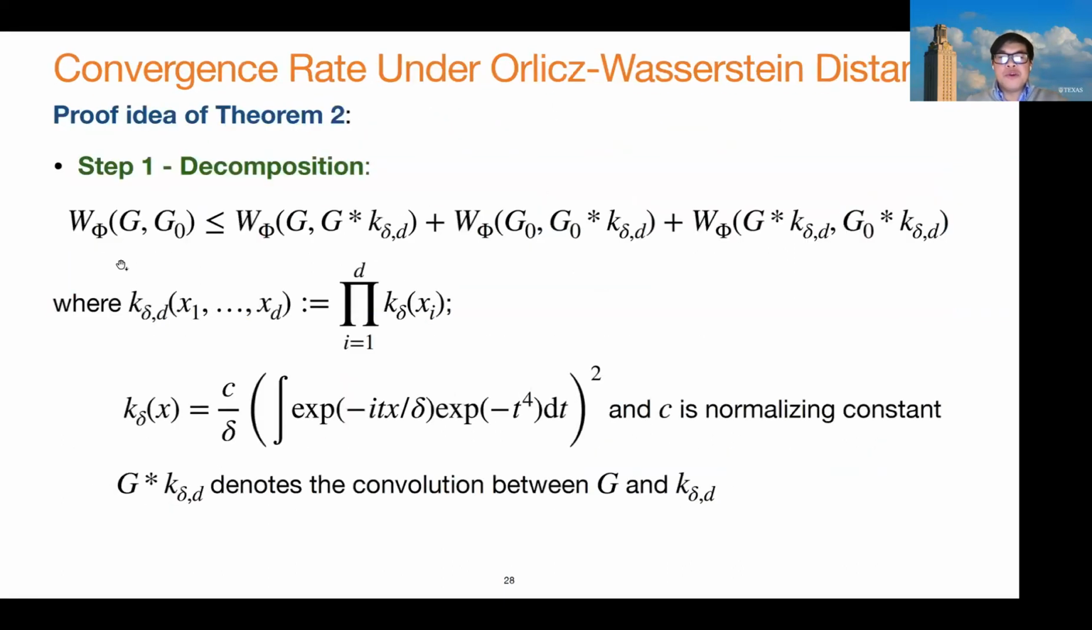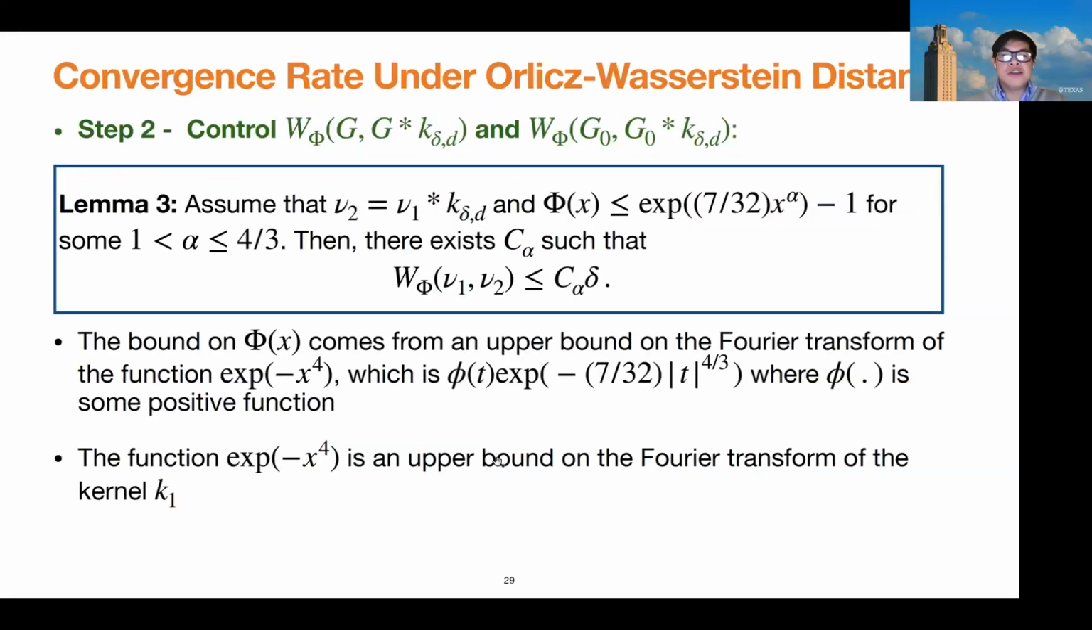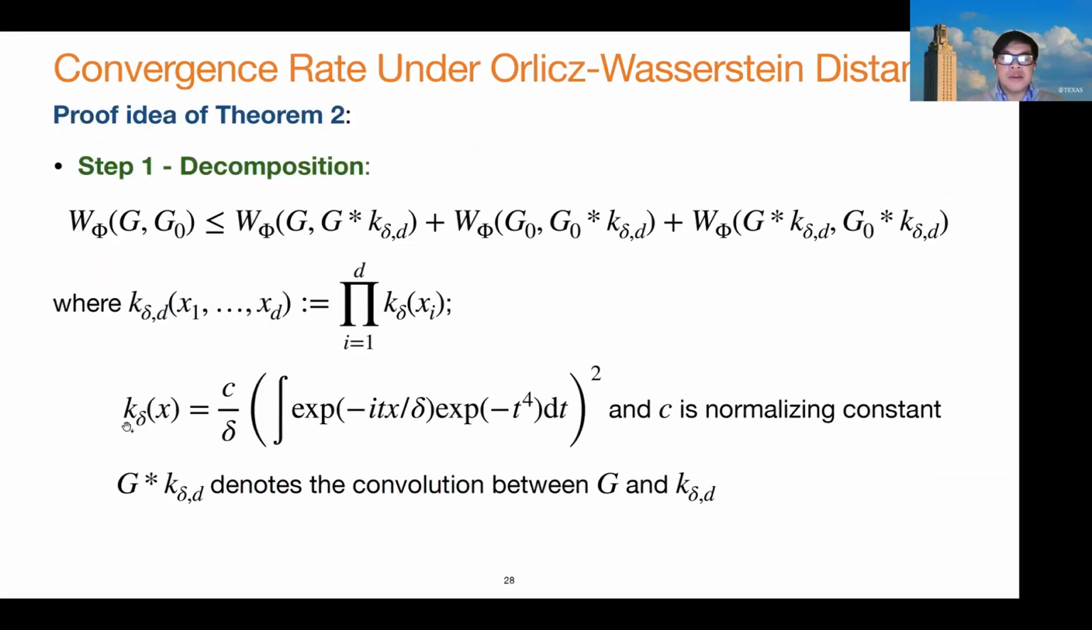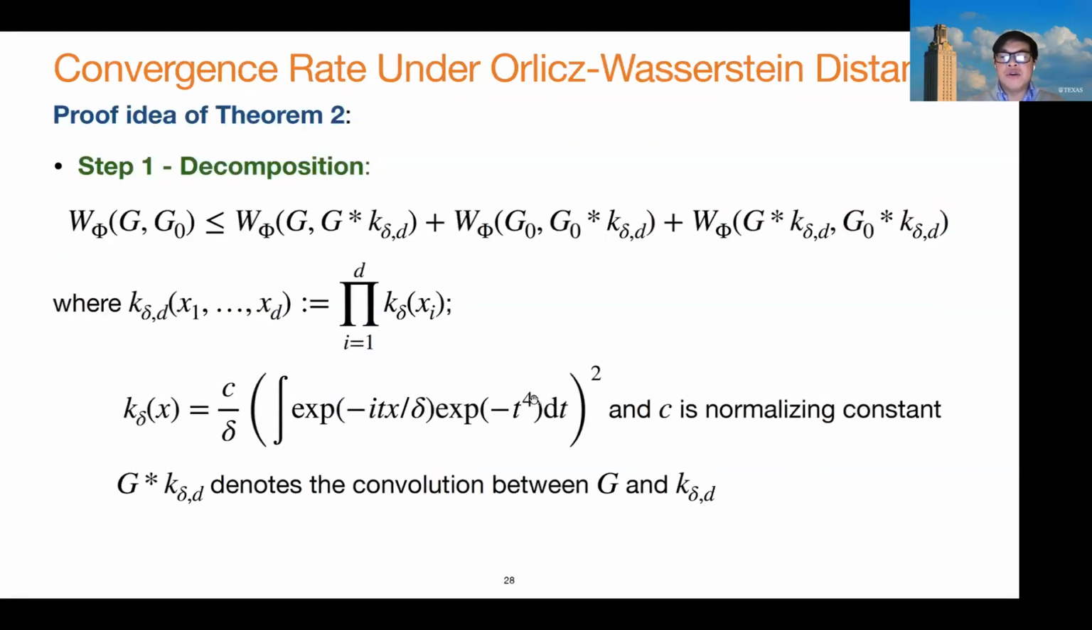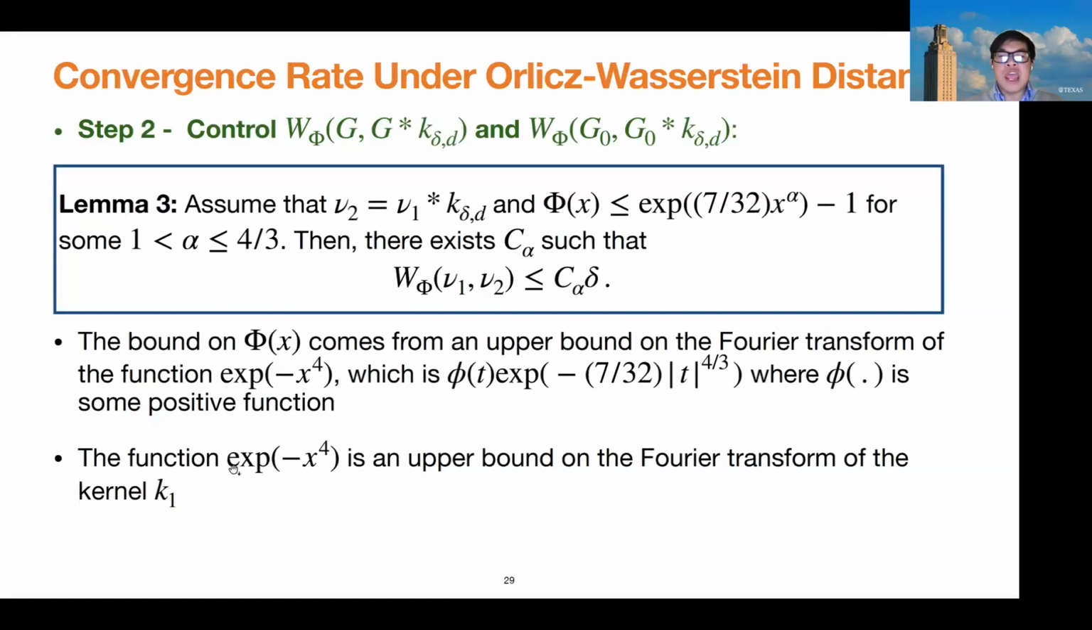So the reason that we choose that particular kernel K delta(x), which has this complex form over there, is because we want the Fourier transform of that kernel K delta to be upper bounded by exponential of minus x to the four, right? Basically, the way we design that kernel is because we want exponential of minus x to the four to be an upper bound of the Fourier transform of the kernel, okay?